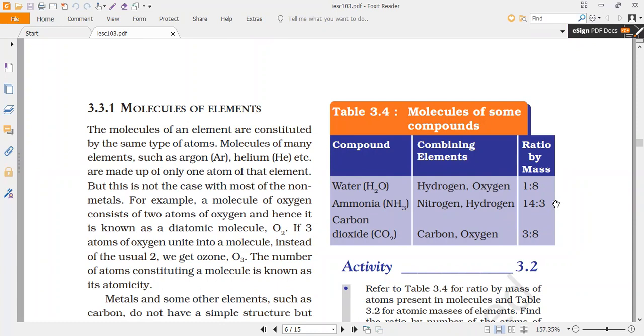Shall we start, everybody? Yes, sir. You have to find both the number ratio and the mass ratio. Whole number ratio and mass ratio, all of you should remember. Let us discuss both and solve them.